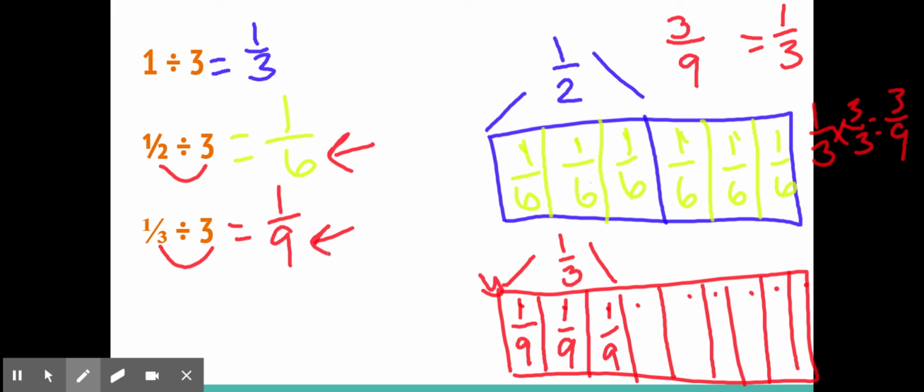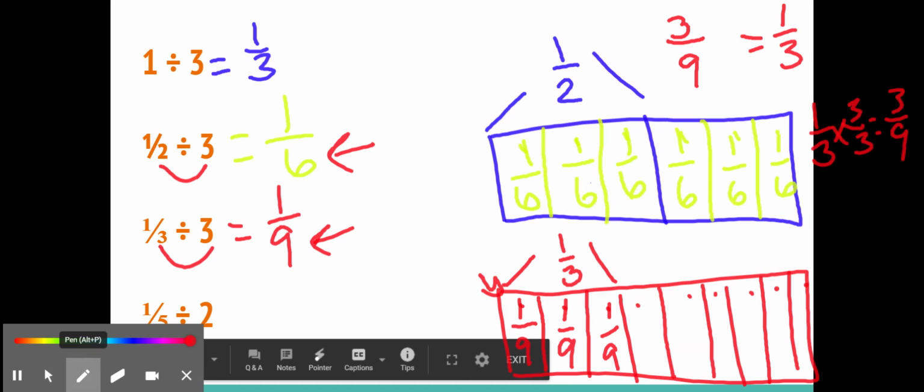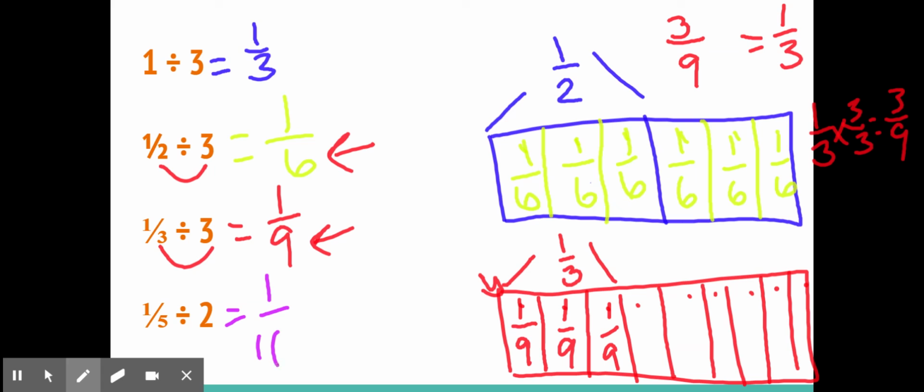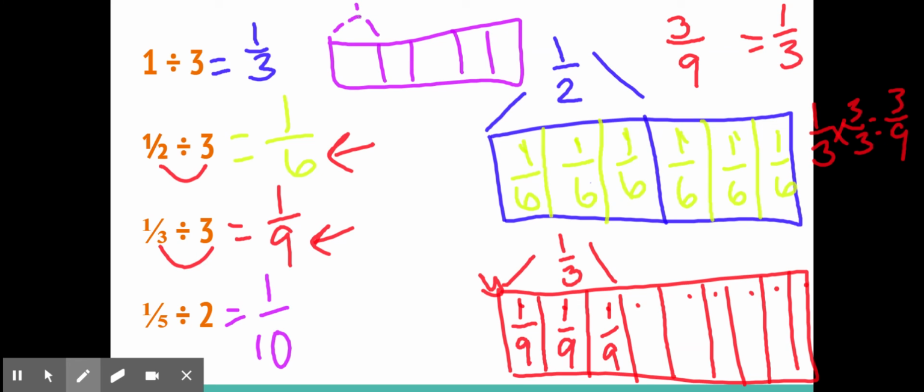So that's where that pattern comes into play, because now instead of looking to see how many I can make, I'm looking to see how much is in one piece. So looking at 1/5 divided by 2, well, I know that 5 times 2 would be 10, so I'm guessing it's going to be 1/10, but let's go ahead and check. If I have my 1 whole and I have my 5 pieces, I'm looking at one of them. If I split each one into 2, how many would I have? Well, I would have 10 pieces, so each one is going to have 1/10 in it.